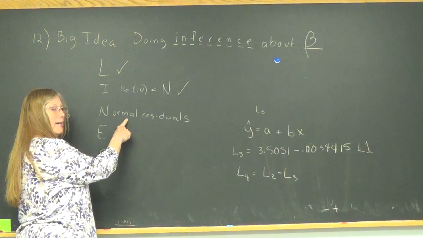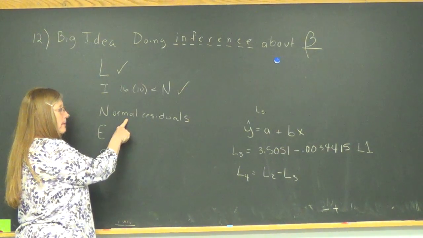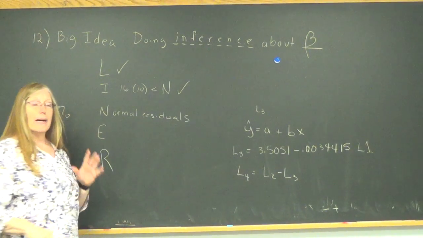Either looking at the histogram, those are the normal. He tried to graph it and then the probability plot.